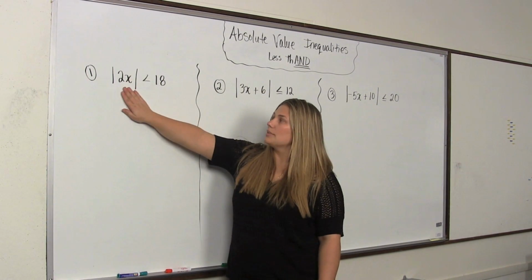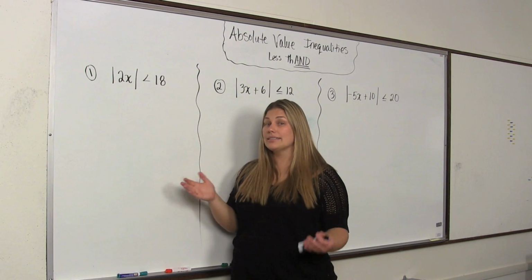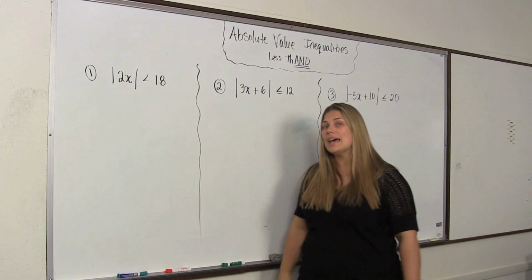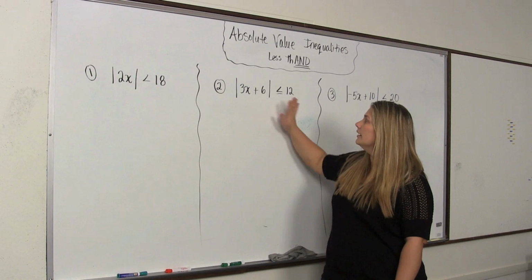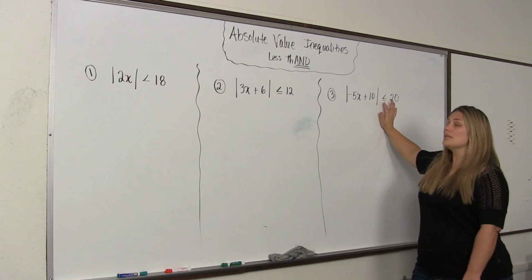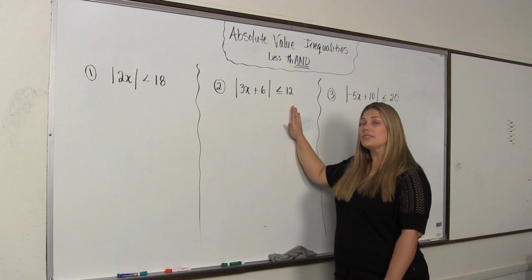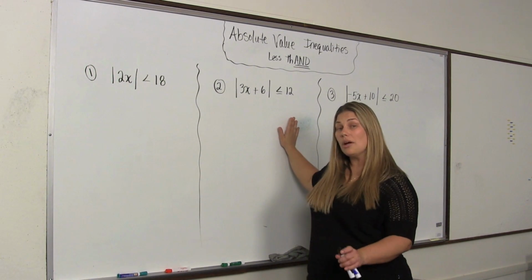So right here I have the absolute value of 2x is less than 18. That's going to become an and less than inequality. Absolute value is less than or equal to 12. Absolute value is less than 20. Because the absolute value is less on every single one of these, I know my inequality is going to become an and inequality.